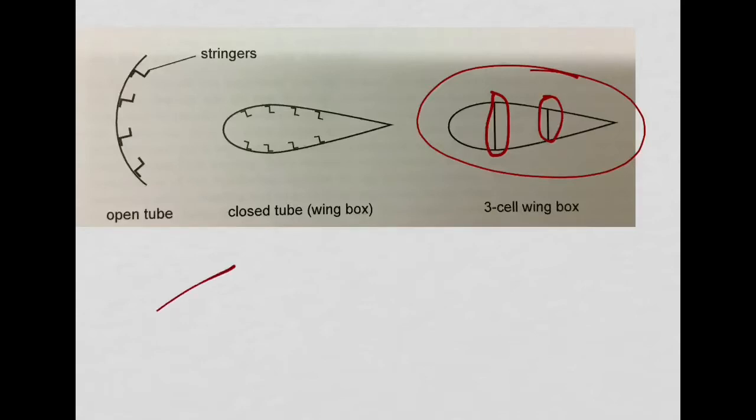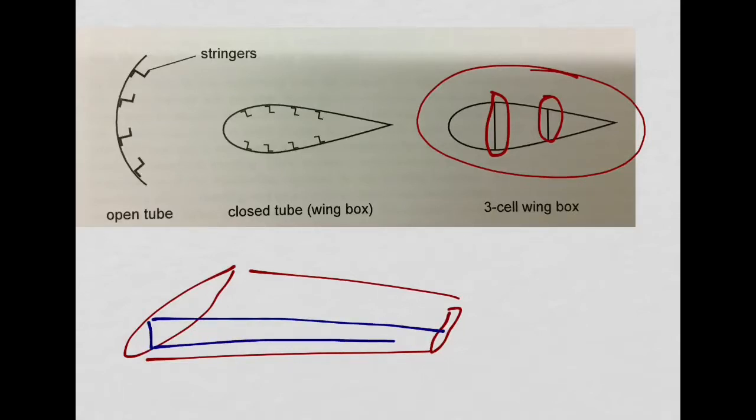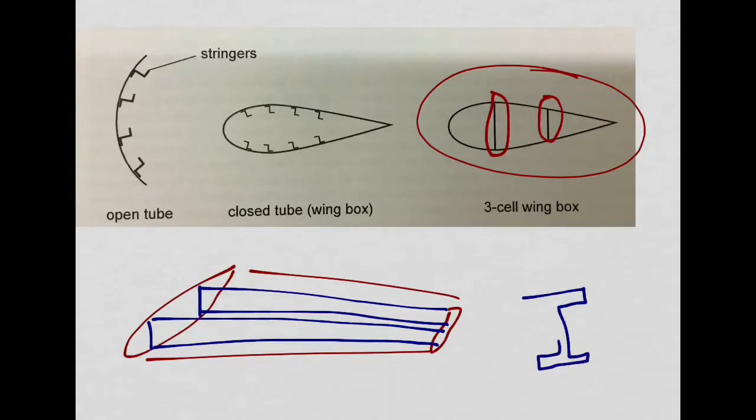So if you have a 3D wing like this, you will have running from the root of the wing until the tip of the wing, spars, which basically are beams. These beams can have many different cross sections. They can be I-shape or C-shape. One thing is sure, the thickness of these beams, of these spars, is going to be as small as possible. So we are looking at thin walled structures.